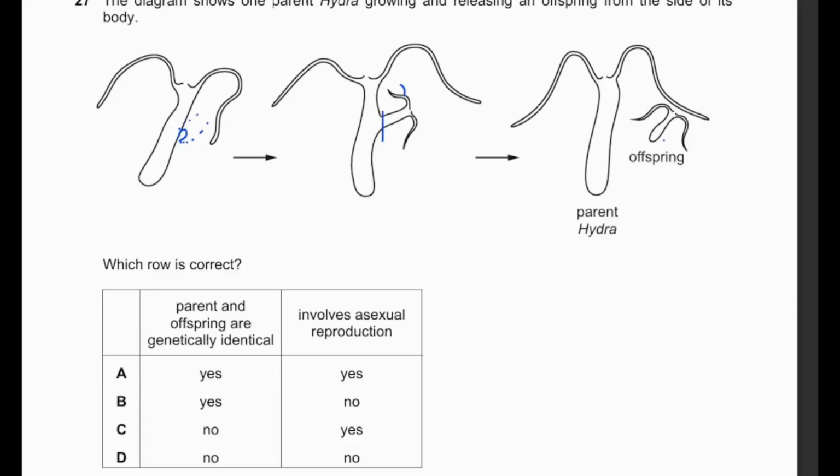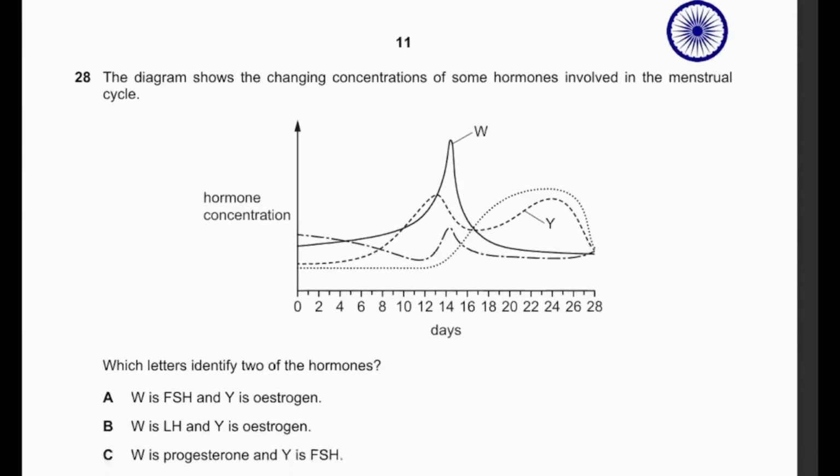Which row is correct? Parent and offspring are genetically identical. See, there is no sexual reproduction here. Okay, this is asexual reproduction because the new organism comes only from the body. So what will it be here? Genetically identical? Yes. Involves asexual reproduction? Yes, asexual is there. So this is the correct answer here. Easy.